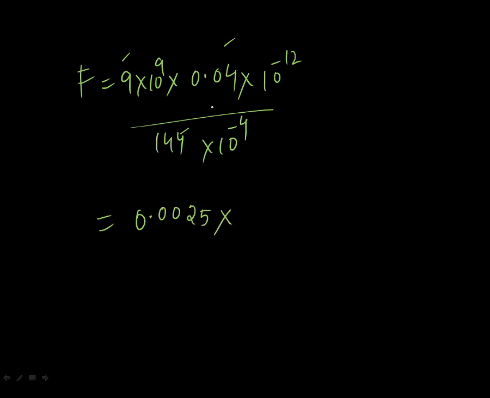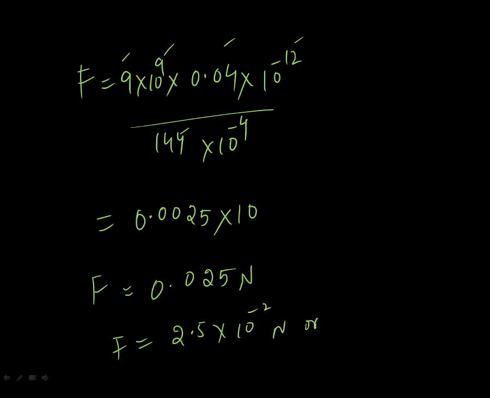Now the 10 powers, let me solve. 9 minus 12 is minus 3. If minus 4 goes to the numerator, it becomes plus 4. So minus 3 plus 4 is 1, that is 10 power 1. If you multiply this, you will get 0.025 Newton. You can keep it in decimal, or you can write it as 2.5 into 10 power minus 2 Newton, or even you can write it as 25 into 10 power minus 3 Newton.